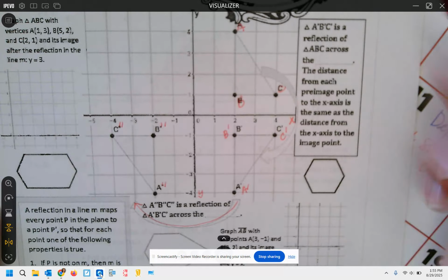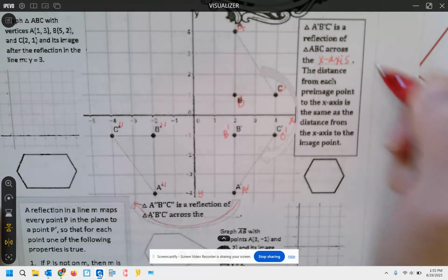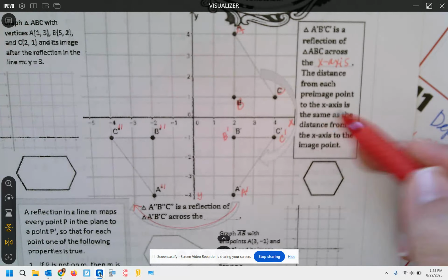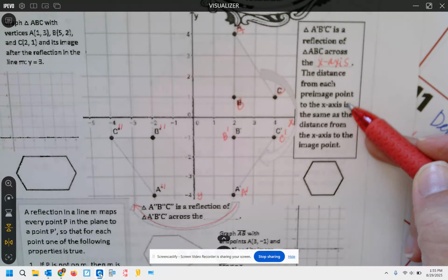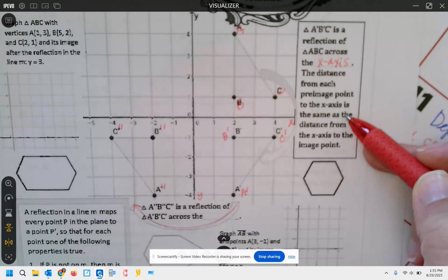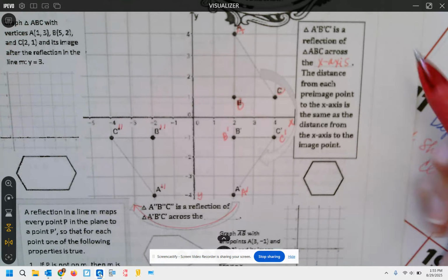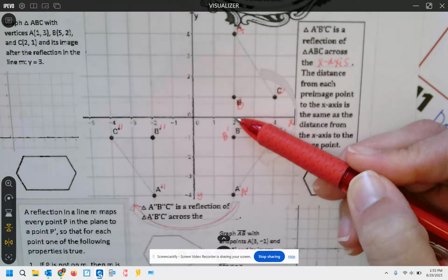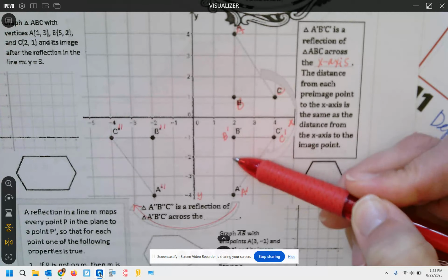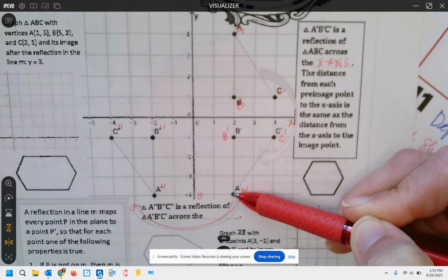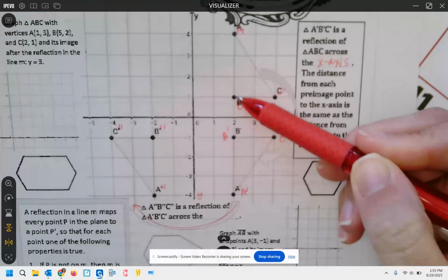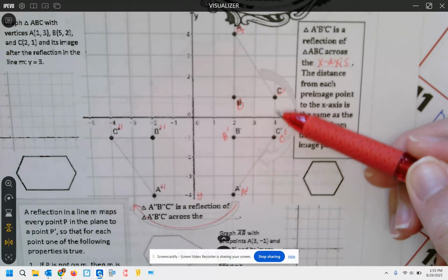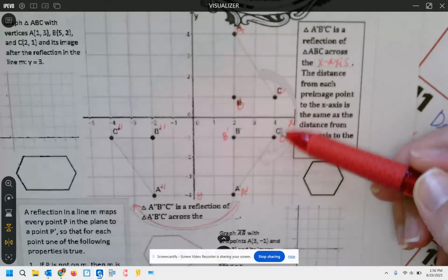So when it comes to reflections, if we fill in this box, A prime, B prime, C prime, the first reflection we reflected across the x-axis, as I said. And the way we can figure out the new location of the points is that the distance from each pre-image point, each original point, to the axis is the same as the distance from the axis to the new image point. For example, point A is 1, 2, 3, 4 units away from the axis. So point A prime is also 4 units away from the axis, just in the other direction. Point B is 1 unit away from the x-axis. So is B prime. Point C, 1 unit away from the x-axis, so is C prime.